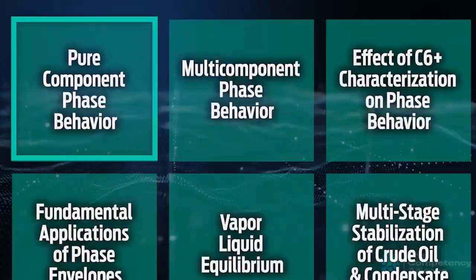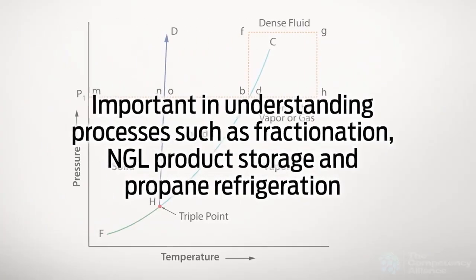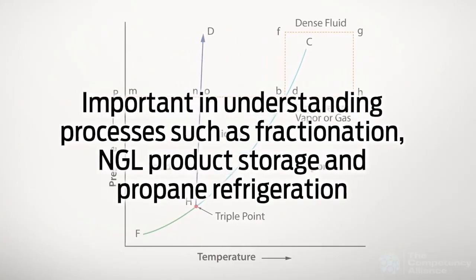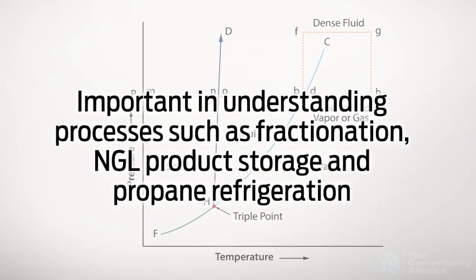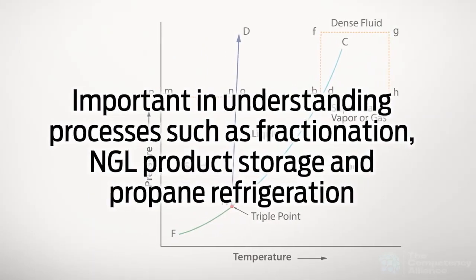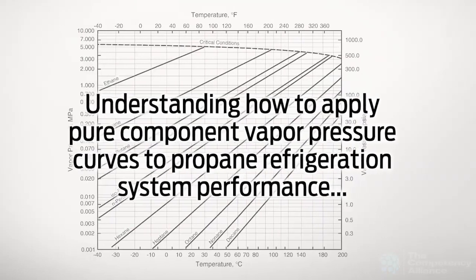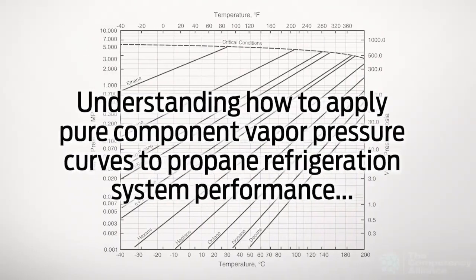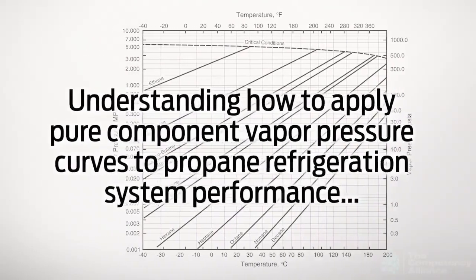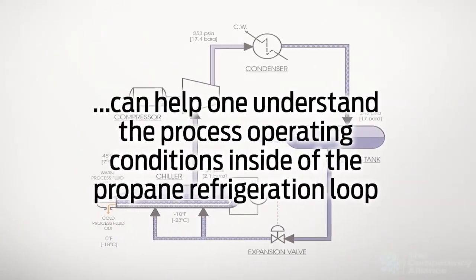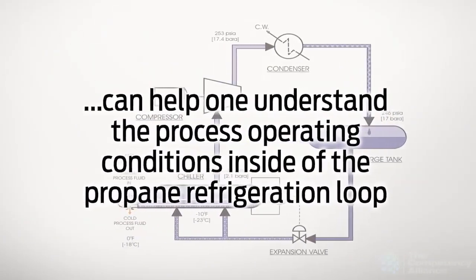Understanding pure component phase behavior is important in understanding processes that either produce or use pure components, such as fractionation, NGL product storage, and propane refrigeration. Understanding how to apply pure component vapor pressure curves to propane refrigeration system performance can help one understand the process operating conditions inside of the propane refrigeration loop.